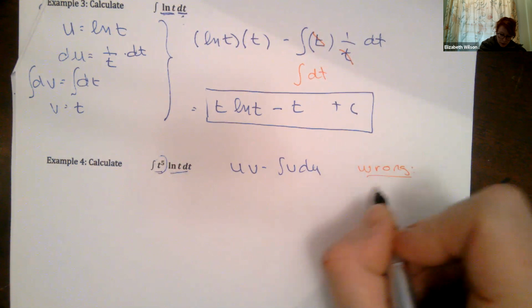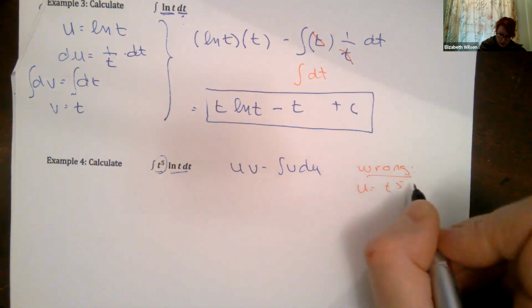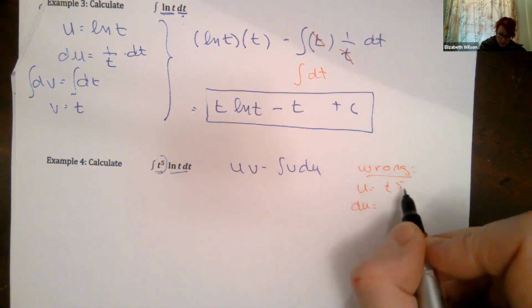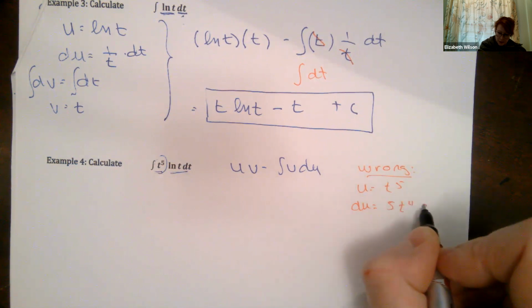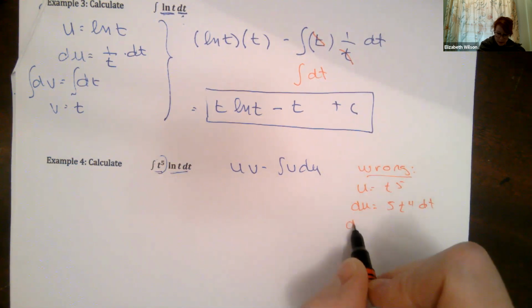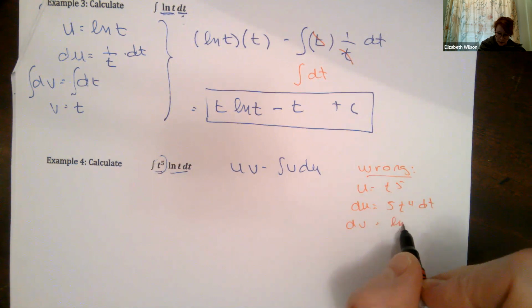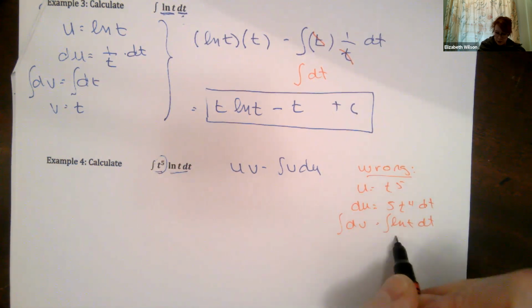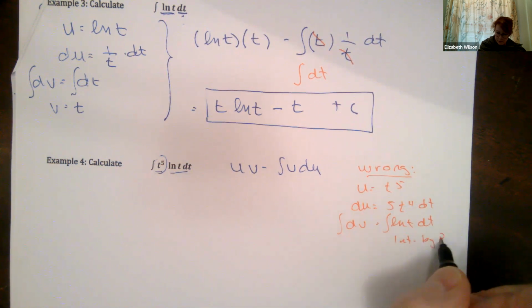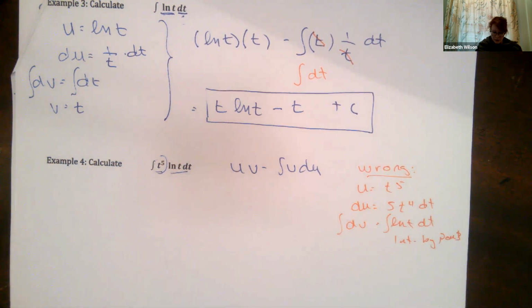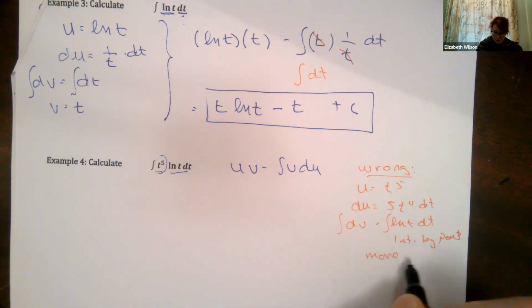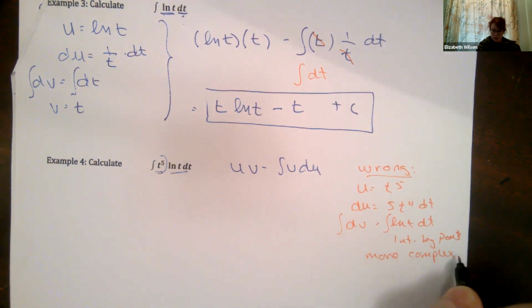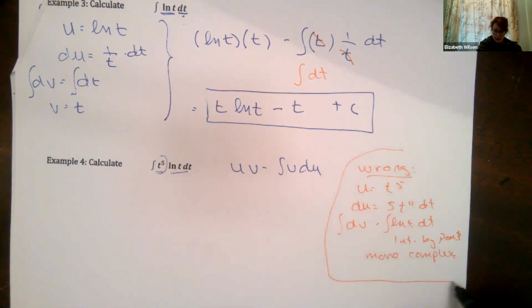If I say u equals t to the 5th, then my du equals 5t to the 4th dt. That seems more simple, right? But then that means my dv is equal to ln of t dt. But then when I go to take the integral, I have to do integration by parts, which makes it more complex. So I need to think about that differently.